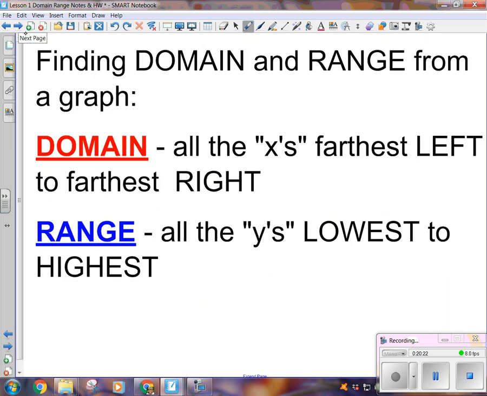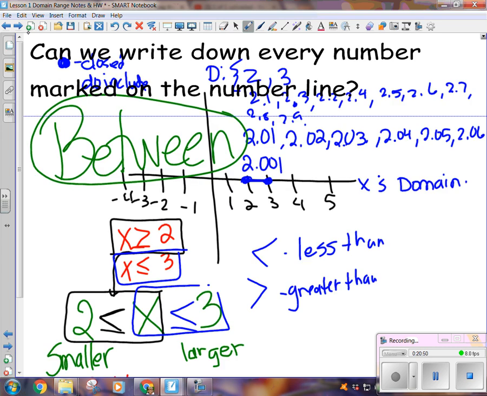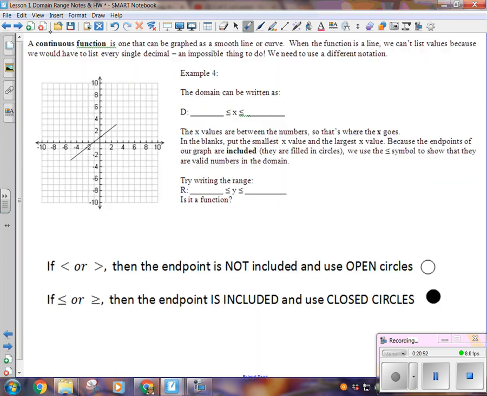Finding the domain on a graph. When the domain is a set of the x's, we're going to talk about x's farthest to the left to farthest to the right. Remember how we talked about that smaller number and the bigger number? Range will be the y's, so we're talking about the lowest number on the graph up to the highest spot on the graph that's used. So you'd be lowest number to highest number. Just keep that fresh in your mind. Okay, don't need that slide anymore.